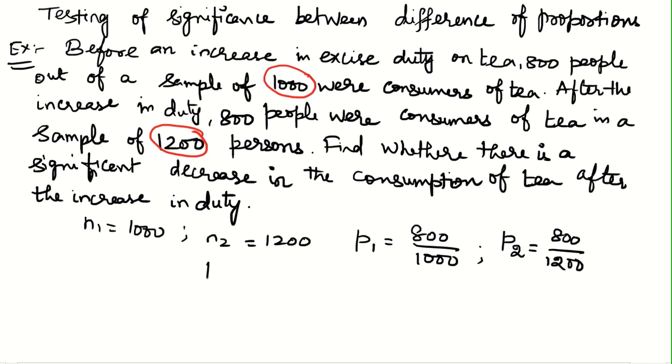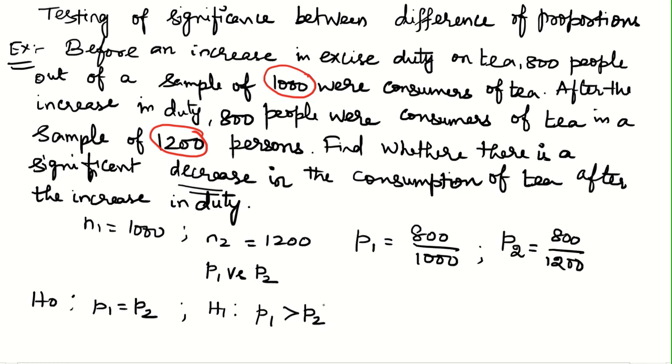So now for that we are testing sample 1 proportion with sample 2 proportion. The first step is we have to set up the null hypothesis H0, which is a default assumption we will make, that there is no significant difference between P1 and P2. Then let us set up the alternative hypothesis H1, which is complementary to the null hypothesis H0. It is given that there is a decrease in the consumption of tea. So it indicates a one-tailed test, that is, P1 should be greater than P2, because after an increase in the duty there should be a decrease in the consumers.